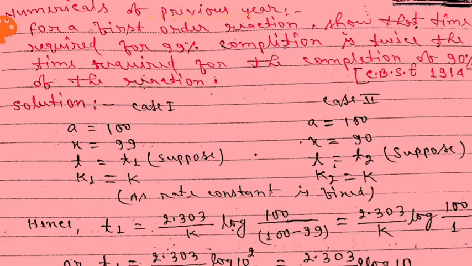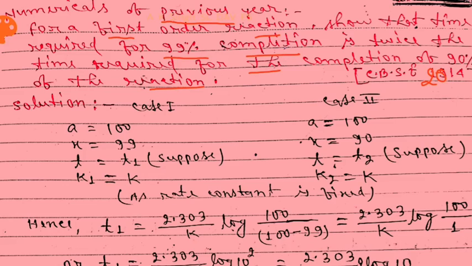Now, see some numericals of previous year. The first question is: for a first order reaction, show that the time required for 99% completion is twice the time required for the completion of 90% of the reaction. It was asked in 2014.